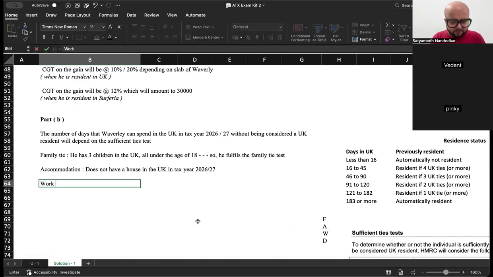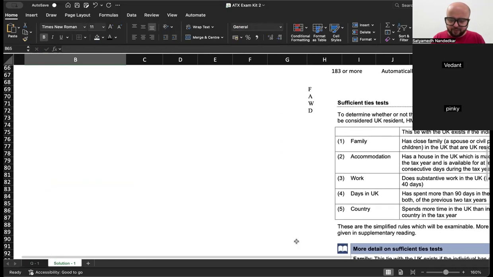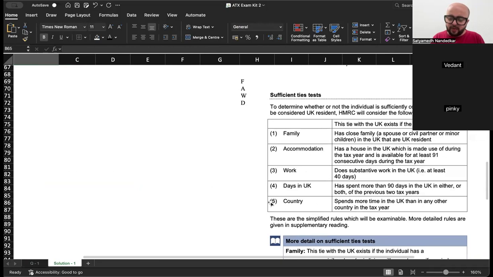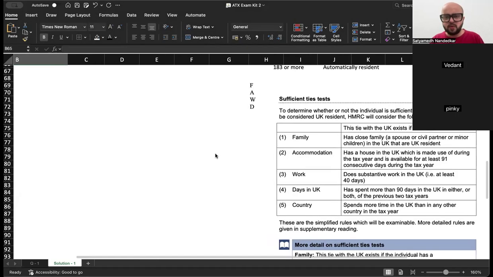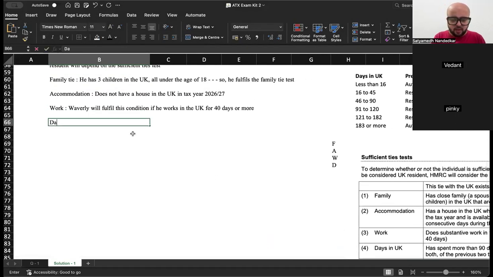Work. Waverley will fulfill this condition if he works in the UK for 40 days or more. Then, days in the UK: has he spent more than 90 days in the UK in either or both of the previous two tax years? Of course, because he was resident in the UK, he was staying there. ये हो गया आपका days in UK.